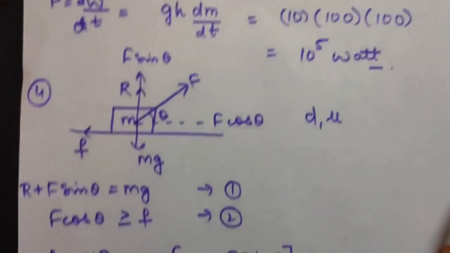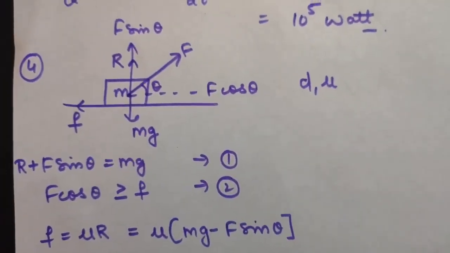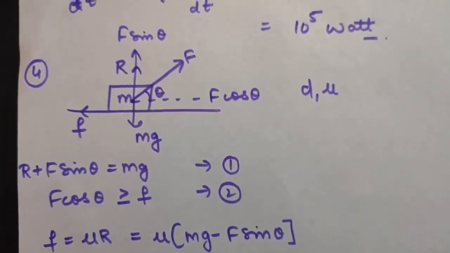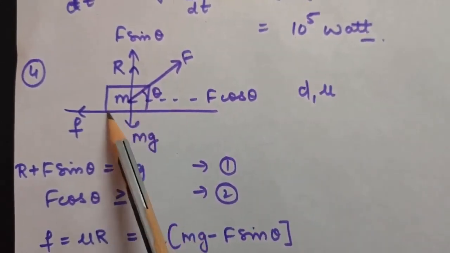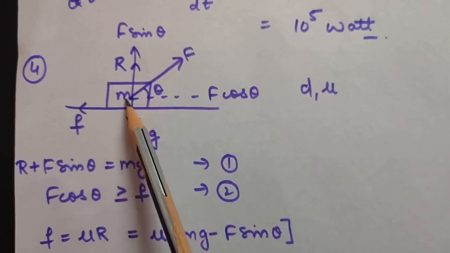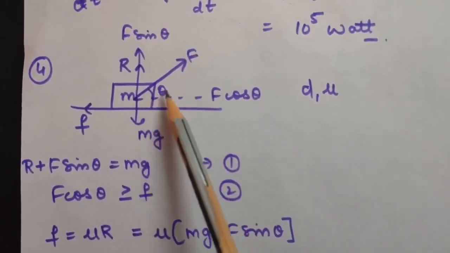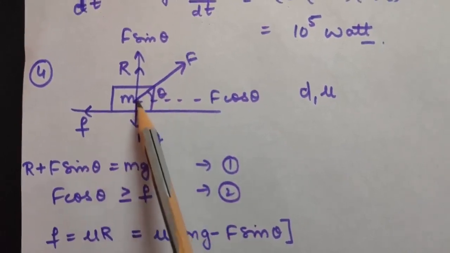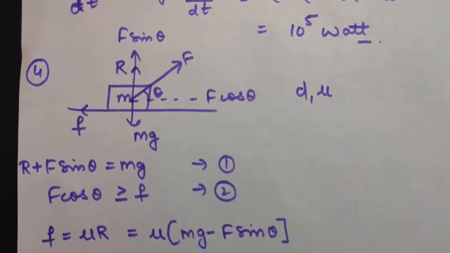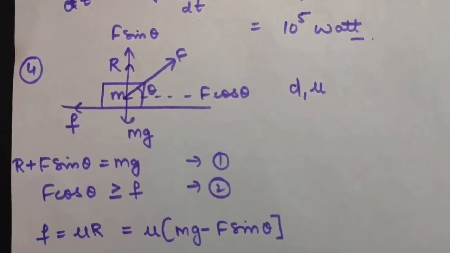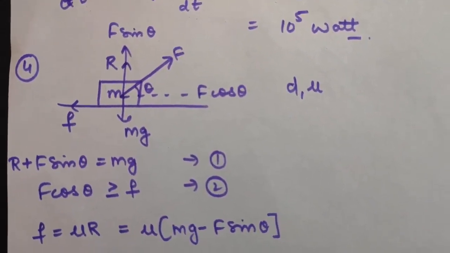Okay, so the next is question number 4. In this it is given a block of mass m is pulled along a horizontal surface by a force at an angle theta with the horizontal. So let us suppose this is a block of mass m. We are pulling it by a force F at an angle theta with the horizontal. So we can resolve it. It will be F cos theta this side and F sin theta this side. Then it is given the coefficient of friction is mu and the block suffers a displacement d.